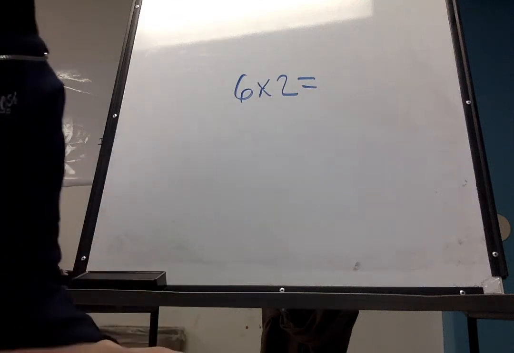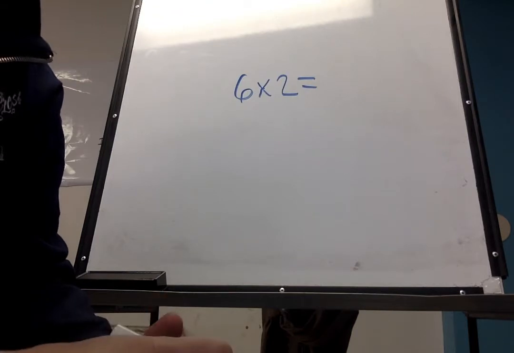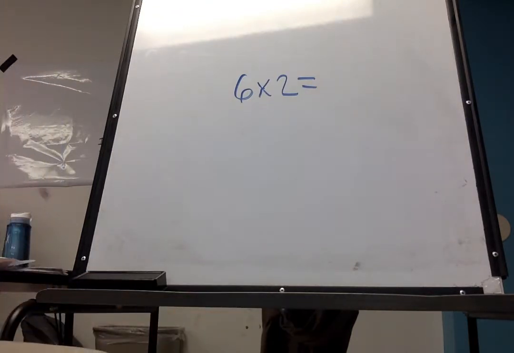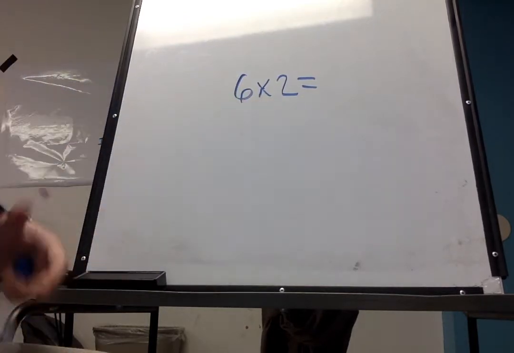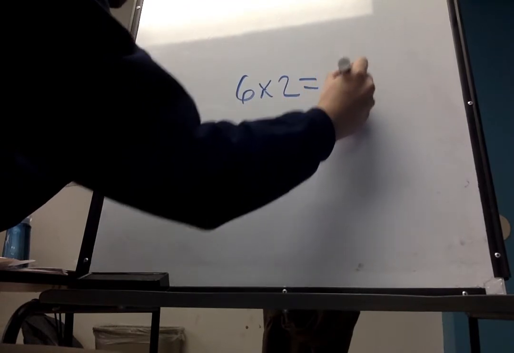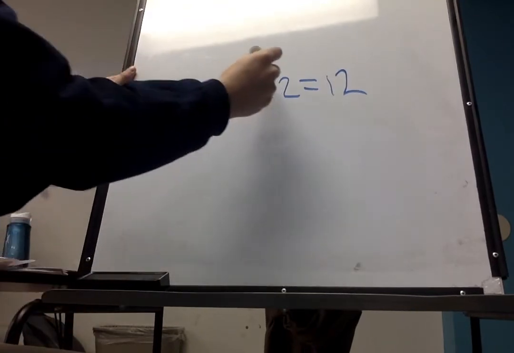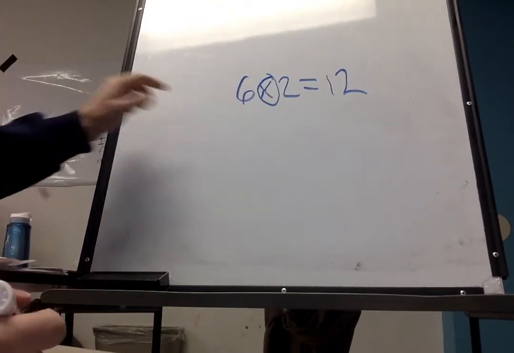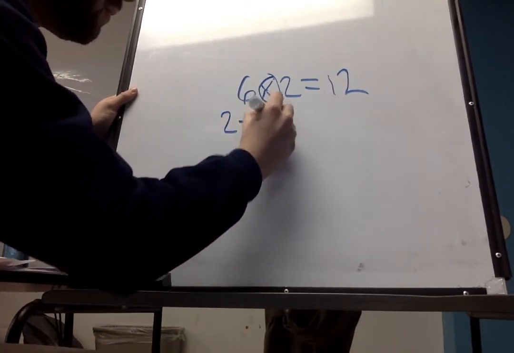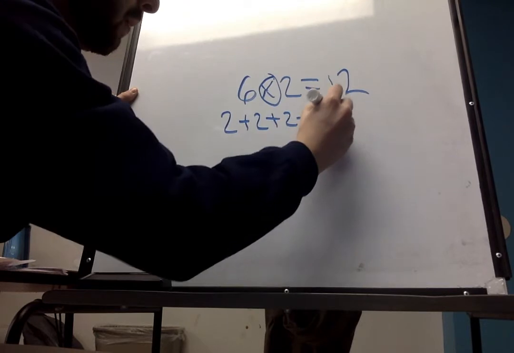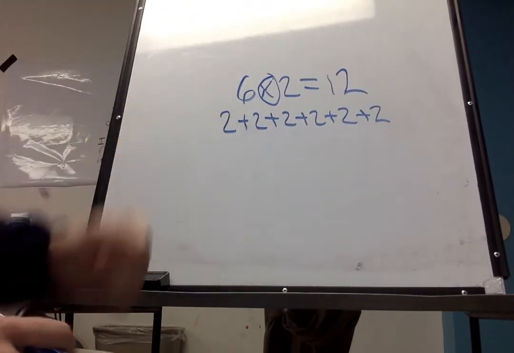So our learning target today is I can add and multiply unit fractions to build fractions greater than 1 using visuals. So today we're going to start by looking at 6 times 2, which we all know is 12, right? And that's really what we're thinking about: our relationship between multiplication and repeated addition, because 6 multiplied by 2 is really 2 plus 2 plus 2 plus 2 plus 2 plus 2. We're adding 2 6 times, right?